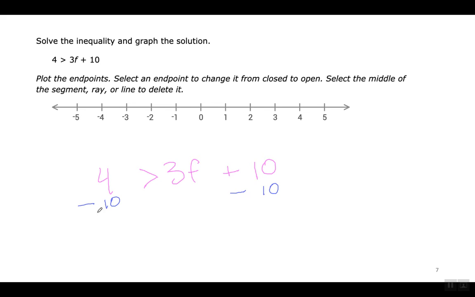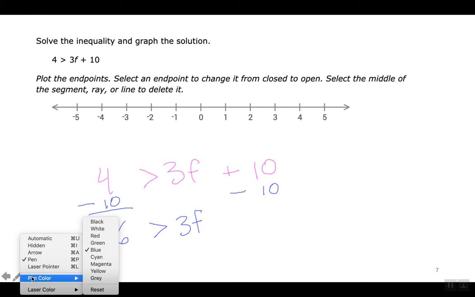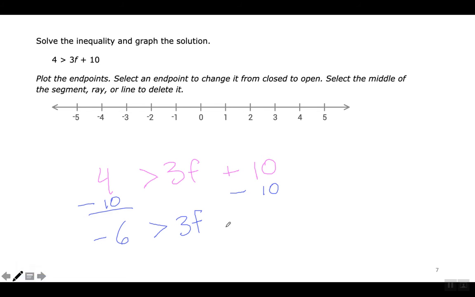Right here, 4 minus 10 is going to give you negative 6. So I got 3f on this side. Now to move that 3 so that the f will be by itself, just divide both sides by 3. If I divide both sides by 3, the 3's cancel out. So I'm going to have f is less than negative 6 divided by positive 3, which is negative 2.